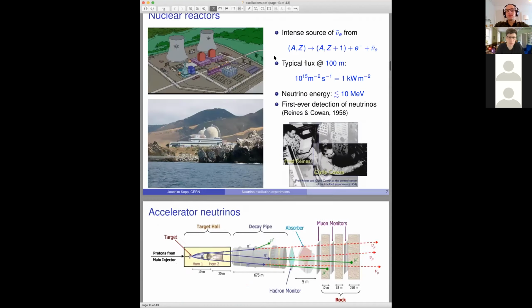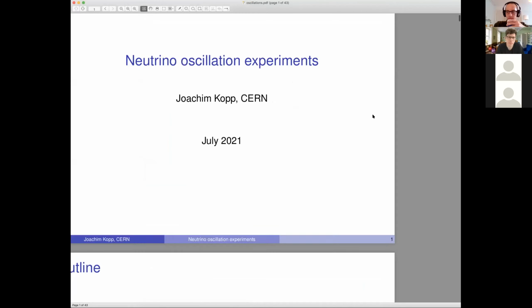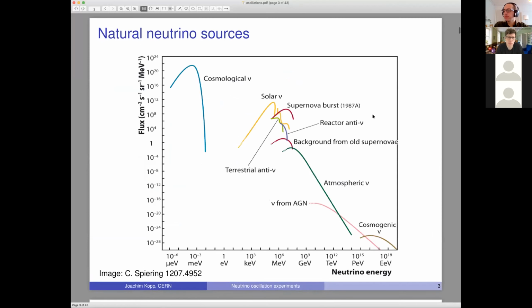Okay, then let me do the following. Let me show you a few slides on oscillation experiments, but not all of them. So let's start. Okay, I want to show this plot because it's a very nice summary of much of neutrino physics.